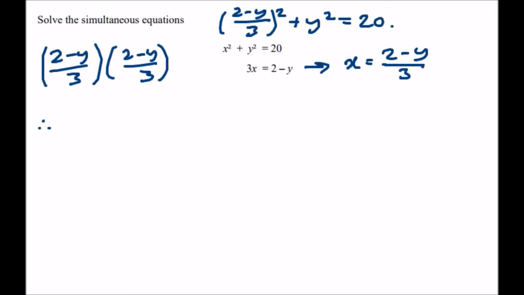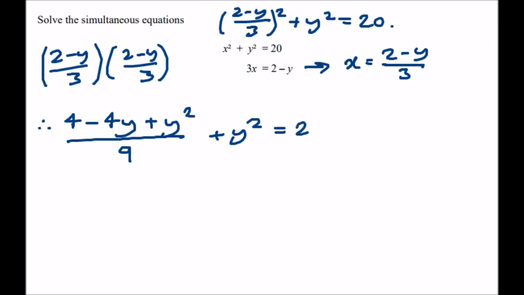Using FOIL on the top half, we've got 2 times 2, which gives us 4. 2 times negative y is minus 2y. And here we should get another minus 2y, so we have minus 4y. And then minus y times minus y is plus y squared. And the bottom half, 3 times 3 is just 9, so it'll be all of this over 9. Now we just copy the rest of the equation, so we've got plus y squared equals 20.